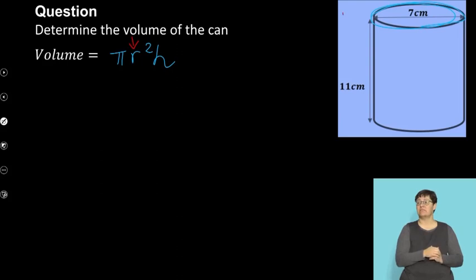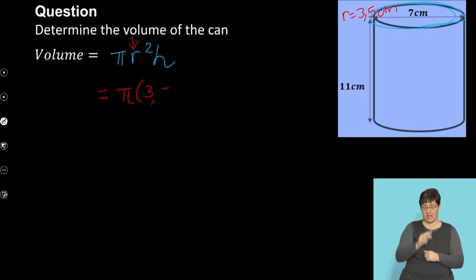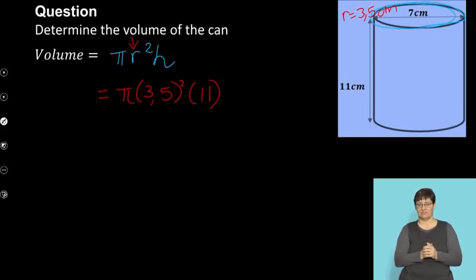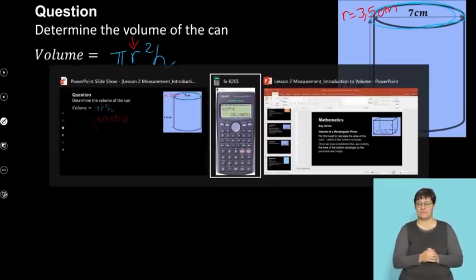So I know that my radius will be equal to 3,5 centimeters. So my volume will be pi times 3,5 squared multiplied by my height, which is 11. Great, so let us pop this in our calculator.